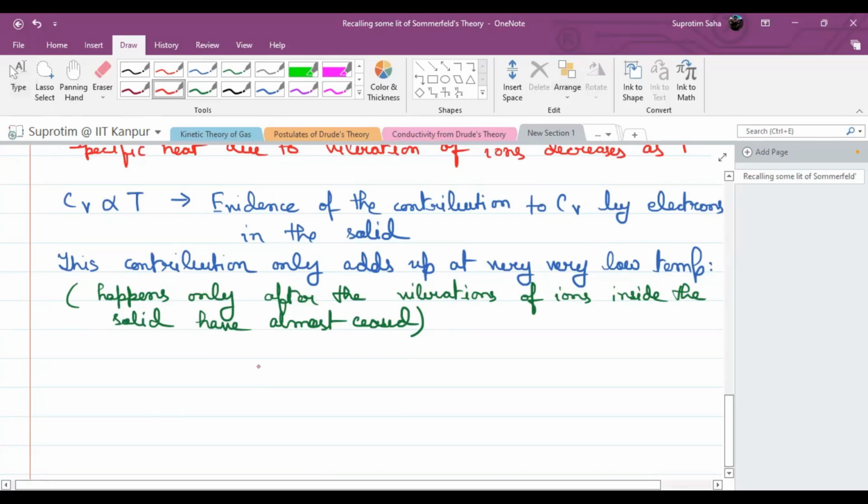So let me remind you of the picture we have. So these are the ion cores. Now they are attached with a spring-like structure to each other.